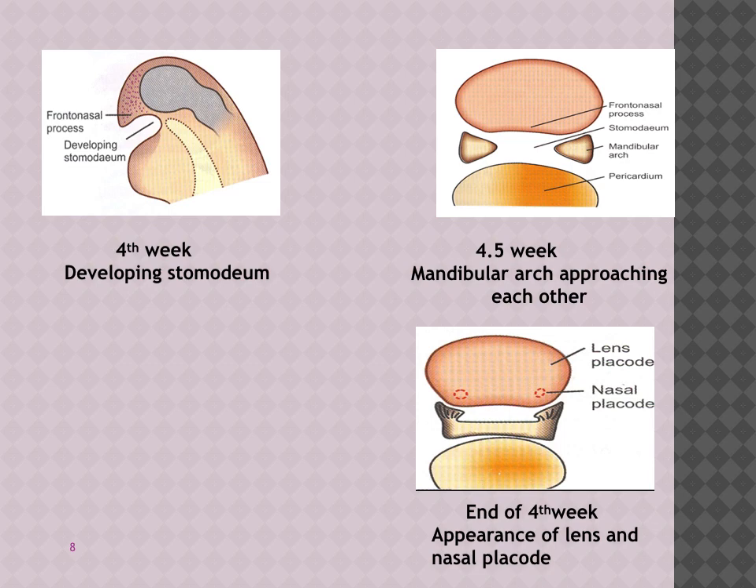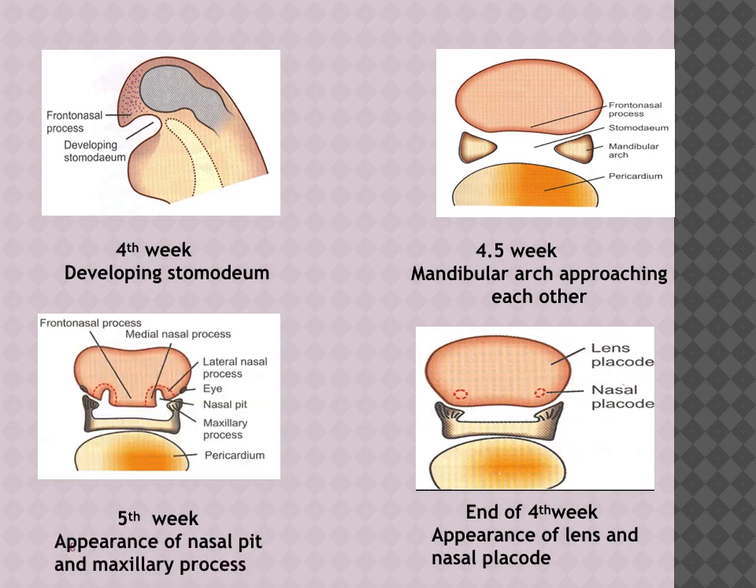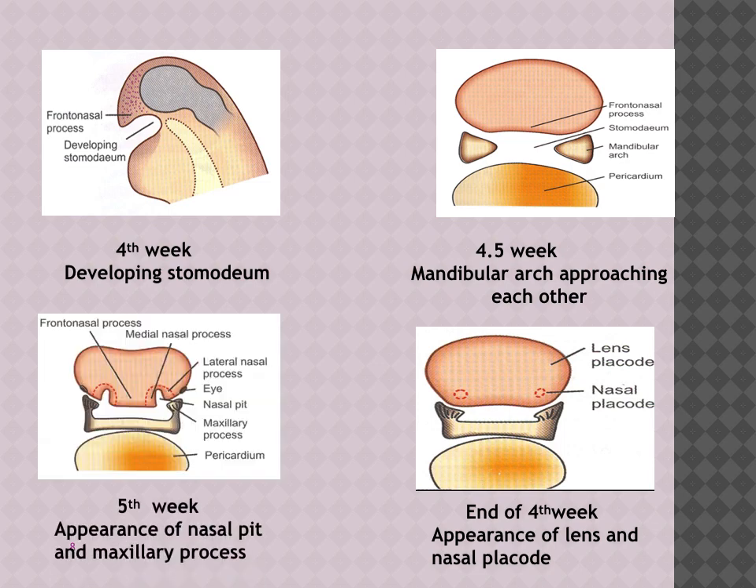Following which, at the end of the 4th week, you will see the formation of lens placode and the nasal placode, thickenings of the mesenchymal tissue, which will be prominent in the frontonasal process. Okay, and there will be fusion of your mandibular process. Following which, in the 5th week, you see there is budding of the maxillary process out of your fused mandibular process, a typical depression being formed in your nasal placode, thus dividing your nasal placode into medial nasal process and lateral nasal process.